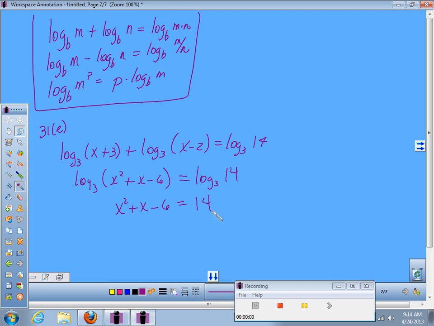So what do? It's quadratic. It's got an x squared. It has to be equal to. Subtract the 14. You have to set it equal to 0. If you got a power on it, you always have to set it equal to 0.